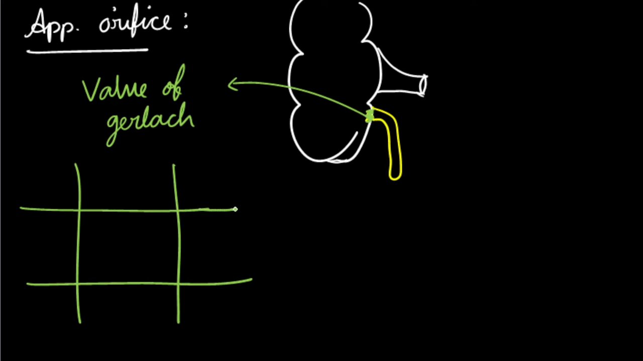So if you want to locate that exactly in our quadrants, we all know the different quadrants of the abdomen. So this one is the left lateral plane and this one is the right lateral plane, this one the transpyloric plane and this one the transtubercular plane. If you want to exactly indicate where this valve of Gerlach is located, it is exactly 2 cm below the transtubercular plane over the right lateral plane. This is the exact location or surface anatomy of the appendicular orifice.